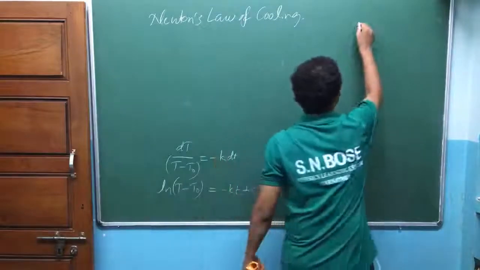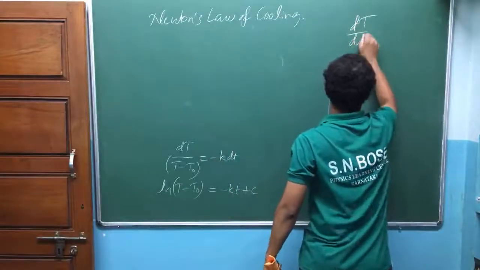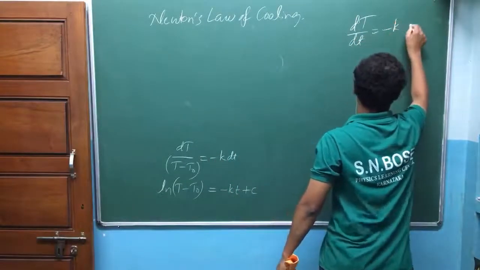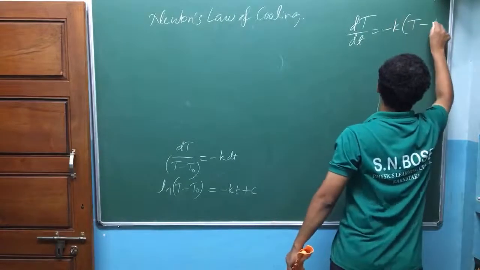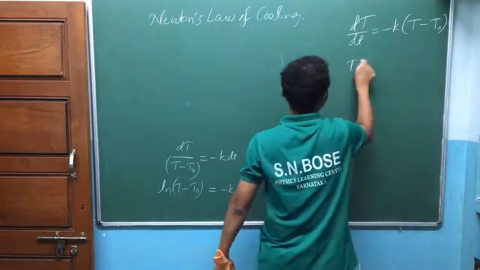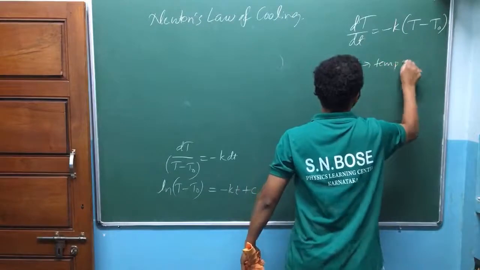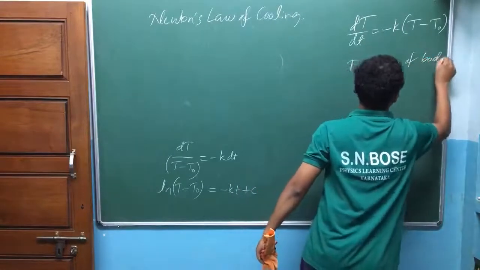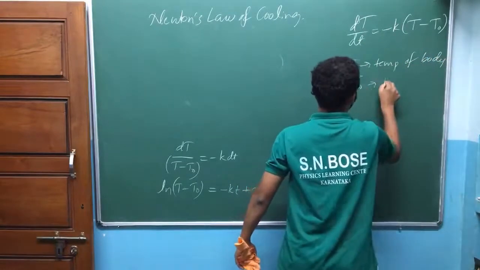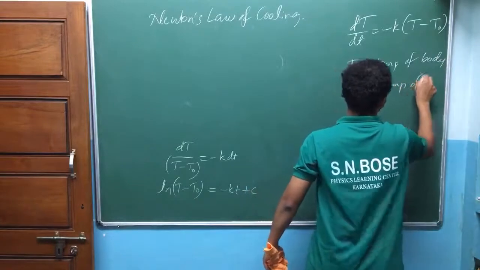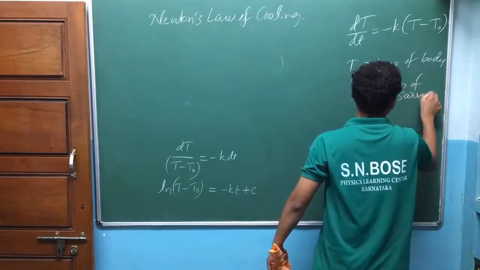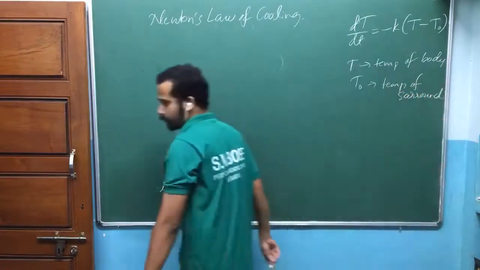Now let me take one example here. dT by dt is equal to minus k, where k is positive, times (T minus T naught). What is T? Temperature of the body. What is T naught? Temperature of the surrounding. Is that okay?